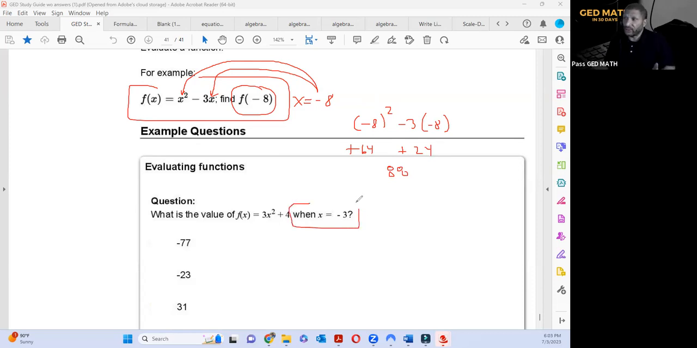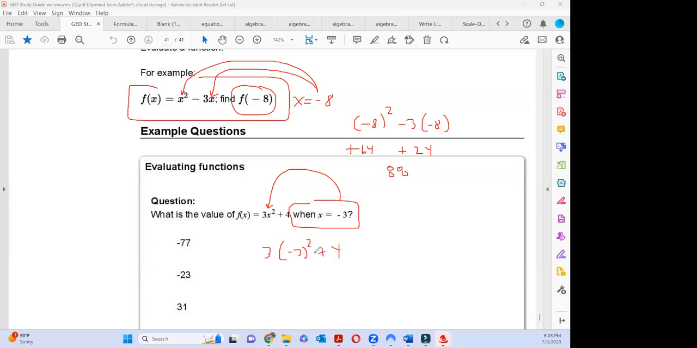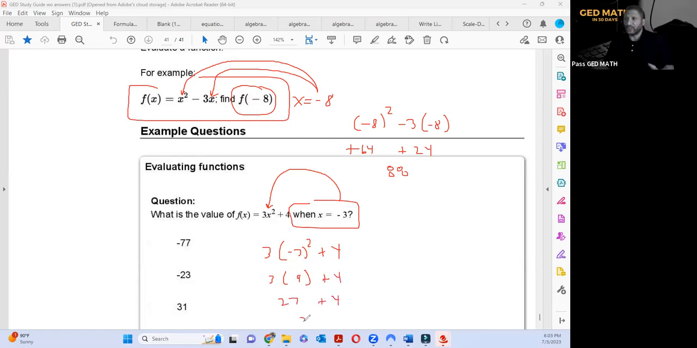Another way they could give it to you, say when x is -3, but it's the same exact thing. Everywhere you see x, you're going to put a -3. Make sure you put it in parentheses. Please Excuse My Dear Aunt Sally means exponents first. So -3 times -3 is 9. Multiplication next, 3 times 9 is 27. 27 plus 4 is 31.